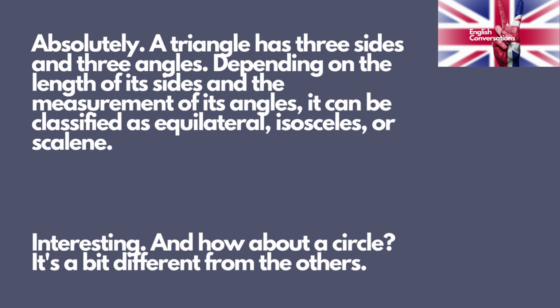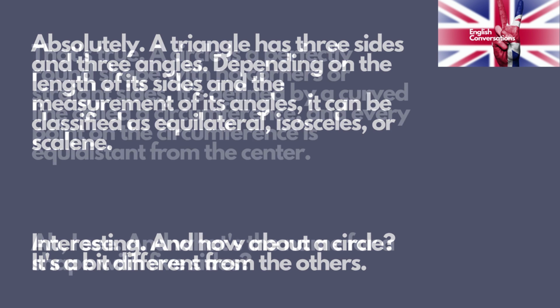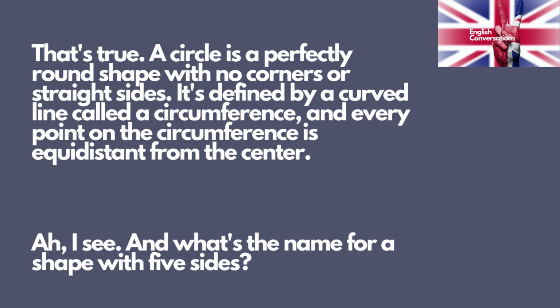Interesting. And how about a circle? It's a bit different from the others. That's true. A circle is a perfectly round shape with no corners or straight sides. It's defined by a curved line called a circumference, and every point on the circumference is equidistant from the center.